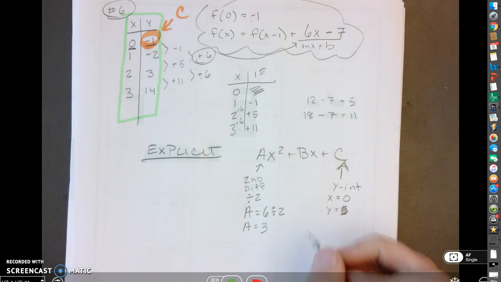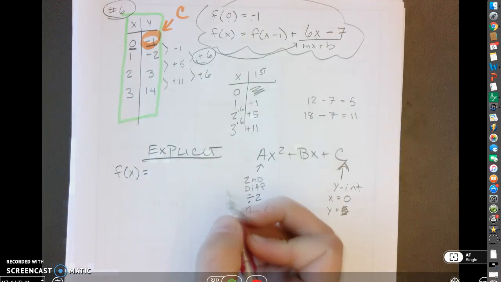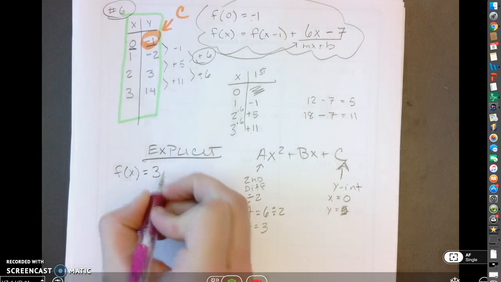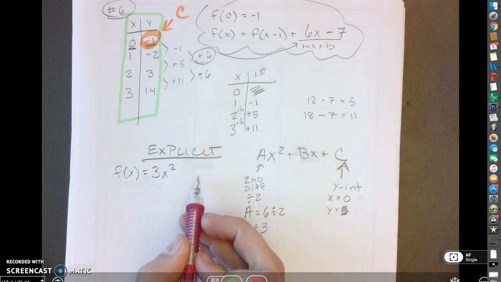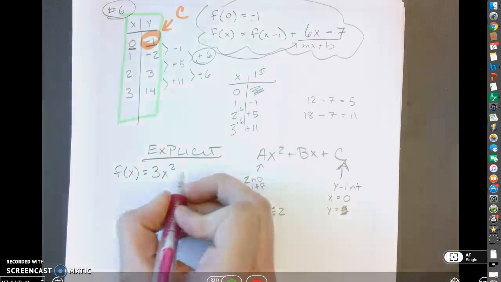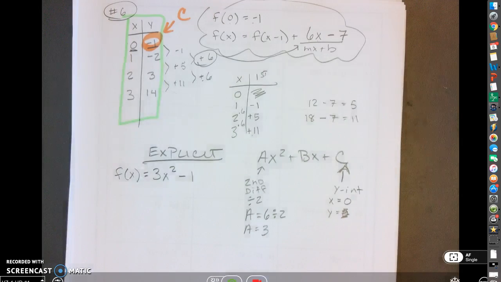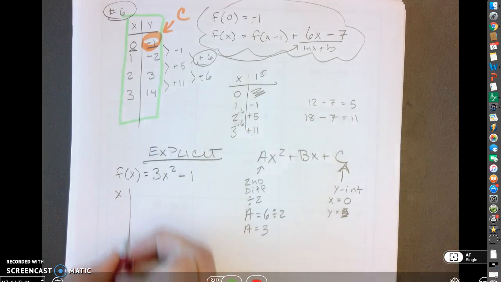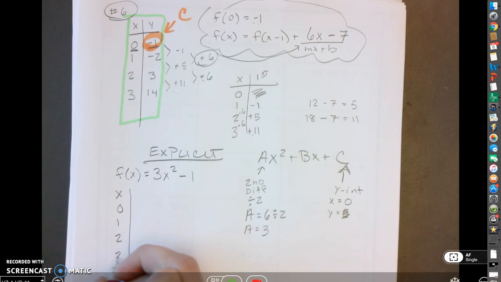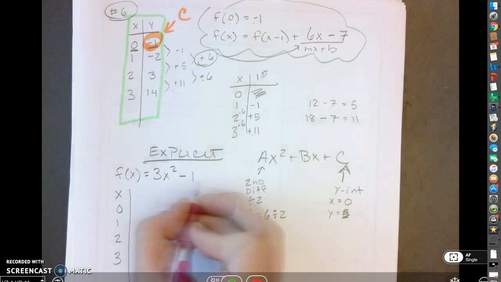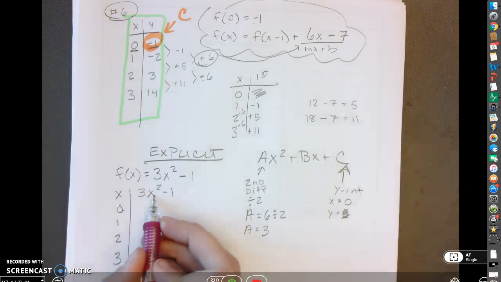All right. So let's just write out what we have so far. I have f of x equals, the a value we said was 3, x squared. I don't know if it's going to need to be adjusted or not, okay, but what I do know is that I have a c value at the end of -1. Now I got to check and see if this equation is going to work, okay? So I take all my x's, I have 1, 2, 3. Then I say, all right, I'm going to plug them into this equation. I'm going to see if it works. So I'm going to say 3x squared minus 1. So I'm going to plug in 0.